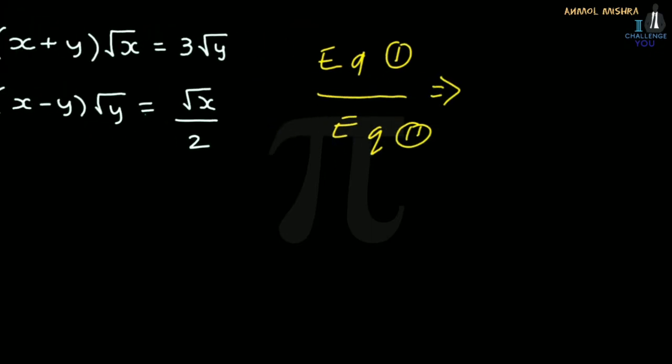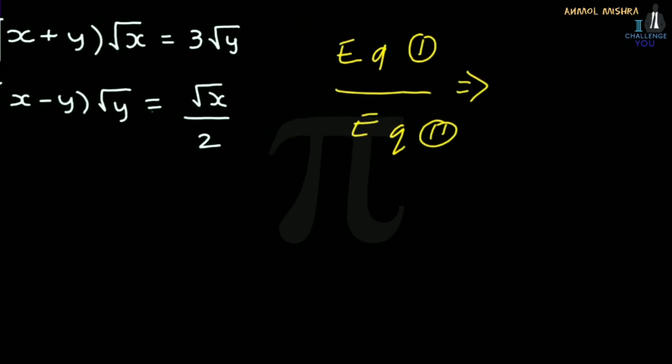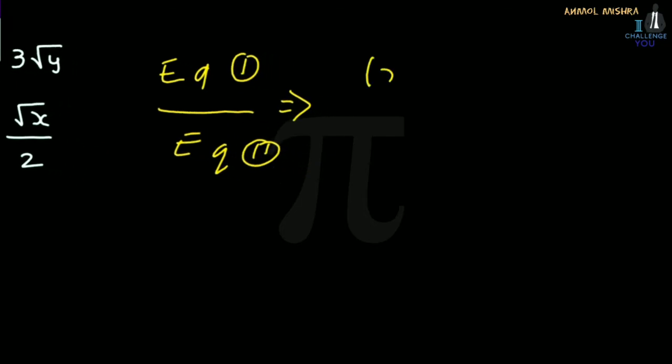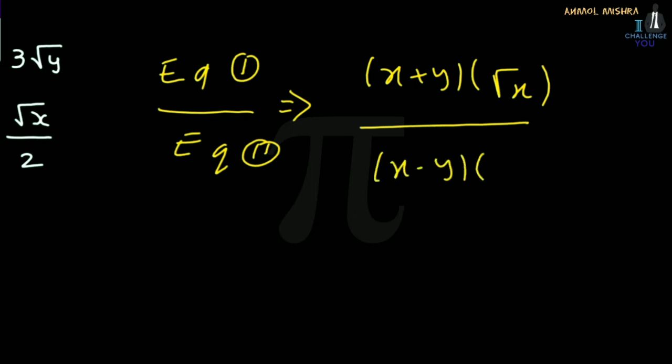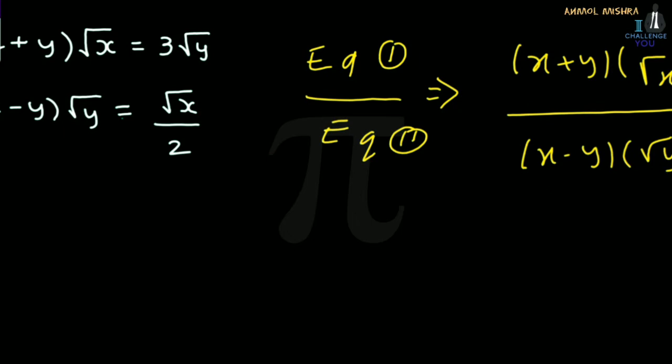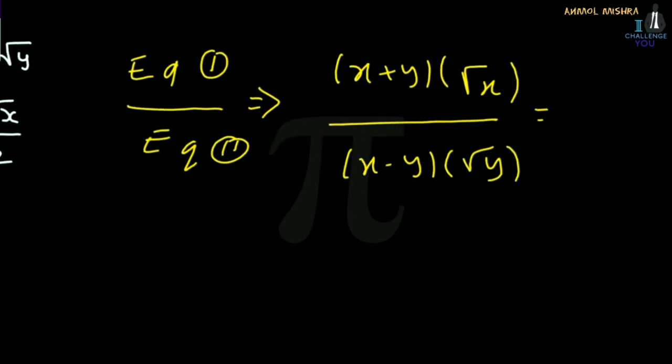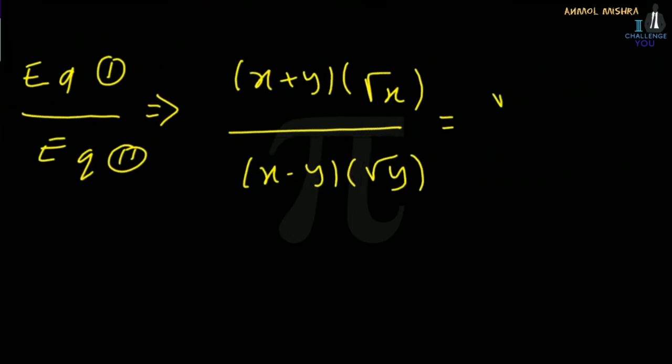This means the LHS upon LHS is equal to RHS upon RHS. So the LHS of equation 1 is (x + y) into root of x, and the LHS of the second equation is (x − y) into root of y. The first equation's LHS divided by the second equation's LHS is equal to the RHS divided by RHS. So the RHS is 3 times root y upon root x upon 2. Now here we can see root x upon 2, so this 2 moves to the top as a multiplication, and that 2 multiplied with 3, 2 into 3, makes 6 over here.